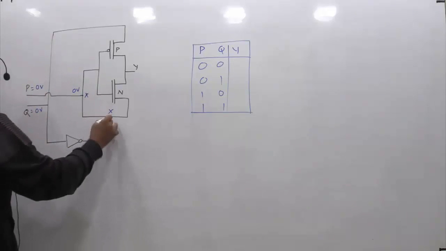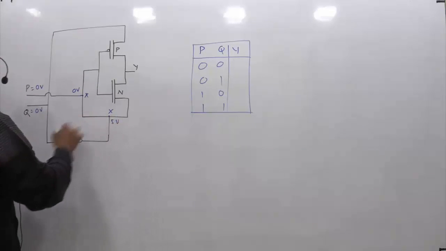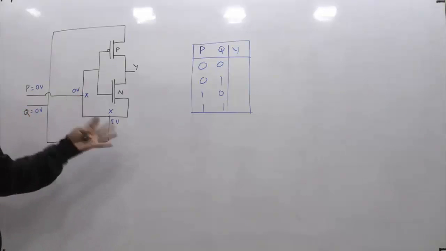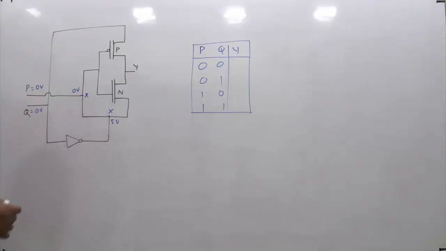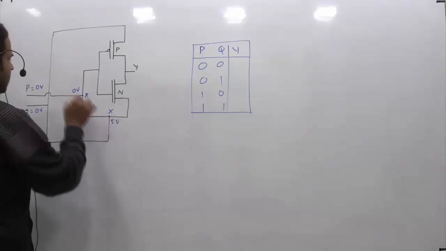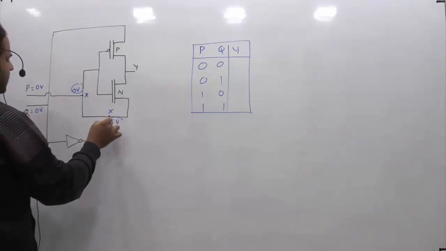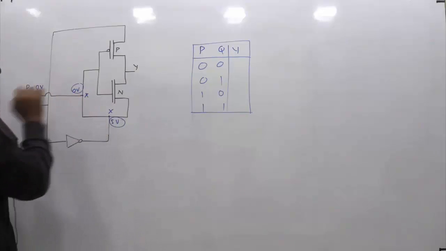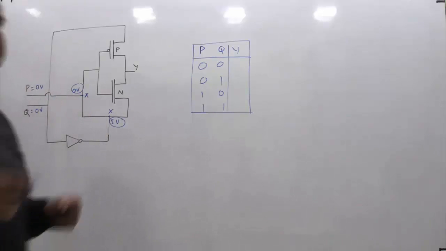If this is 0 volts, then this is at 5 volts, because if you give logic 0 as the input to a NOT gate, its output is logic 1. Logic 1 corresponds to 5 volts. So this is 5 volts. Now the main thing that we have to observe is that when I make both inputs 0, 0, X is 0 volts and X is 5 volts. This is contradicting.